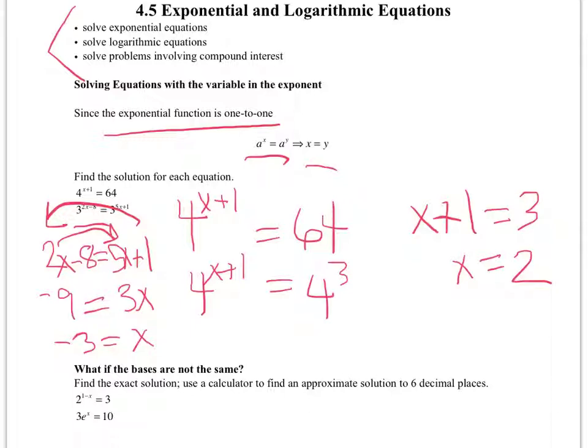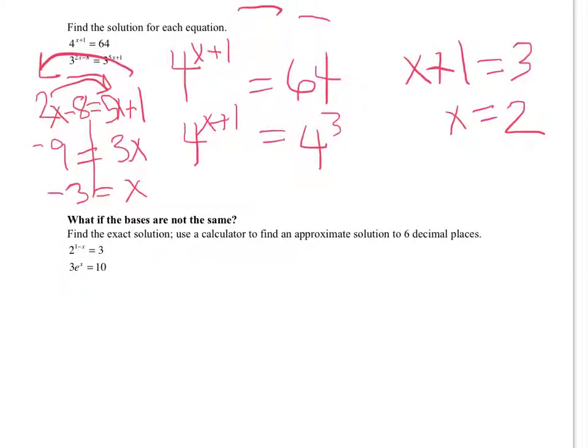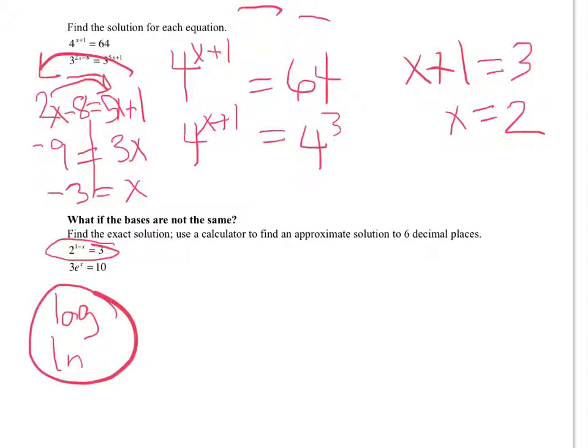What happens if the bases in the exponential are not the same? That's an important question, because if the bases are not the same, you can't use the 1-to-1 property. And so instead, what we do is take the logarithm of both sides. And since our calculator has a log base 10 key and a log base e key, we usually take the log either base 10 or base e.